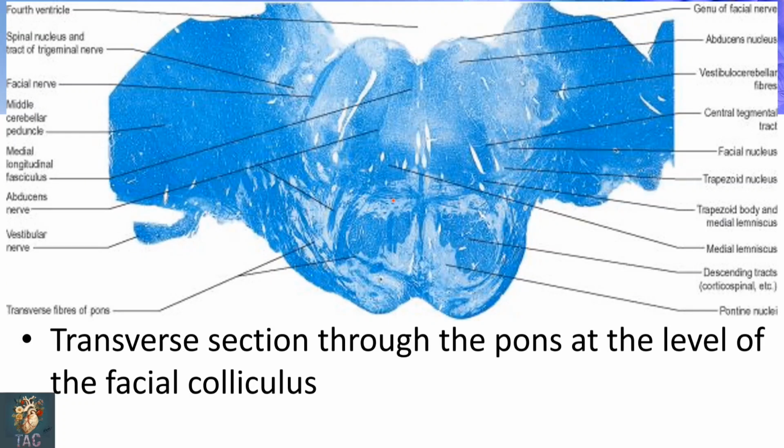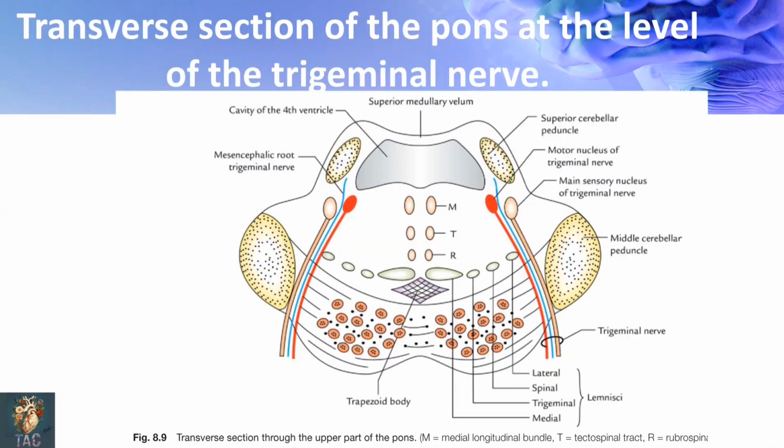This area is the trapezoid body, and here is the ventral part of the pons in which you can see descending fibers and the pontine nuclei as well. This larger structure is the middle cerebellar peduncle, and above it is the superior cerebellar peduncle. So this is a beautiful diagrammatic presentation of the pons at the level of the trigeminal nerve.